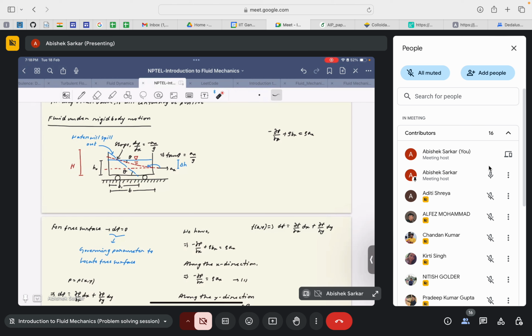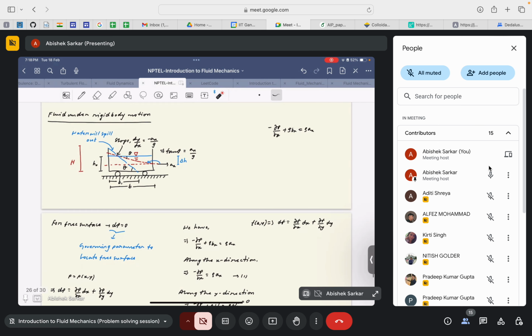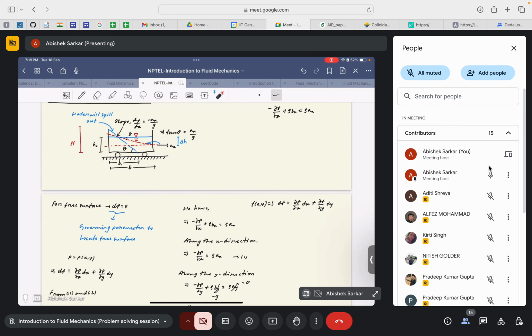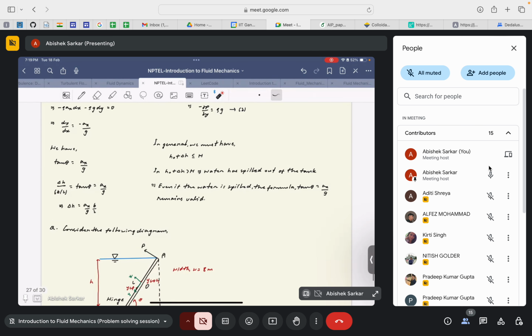So let us not look at it like that. Let us say that this displacement is equal to L, then delta H by L would be tan theta or ax by g, or delta H would be ax by g into L.